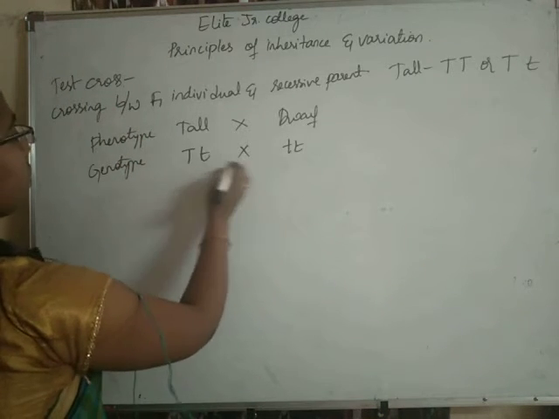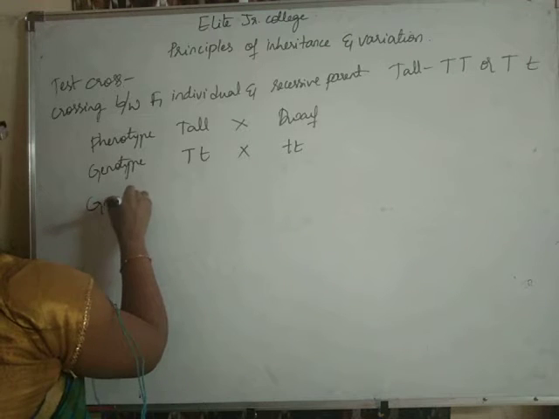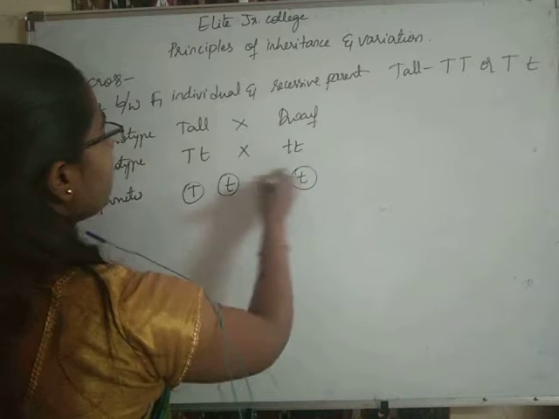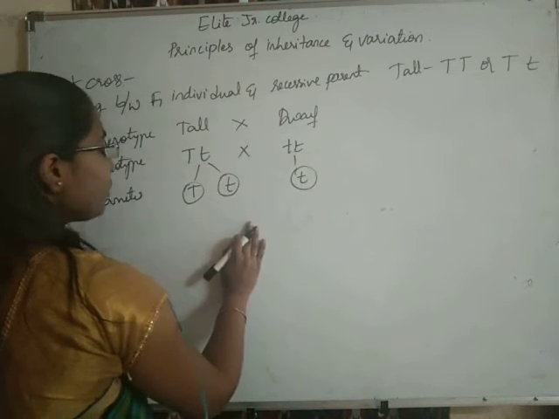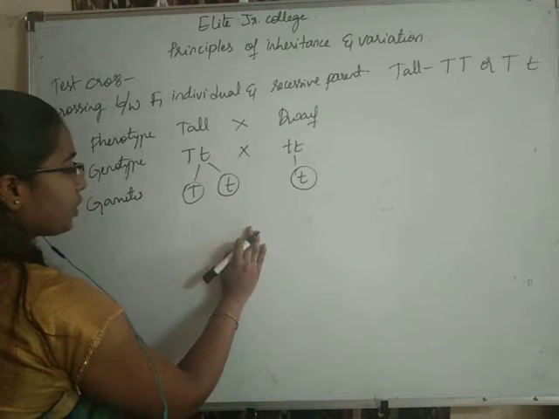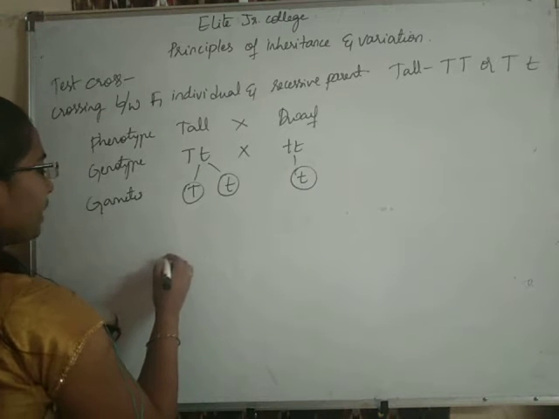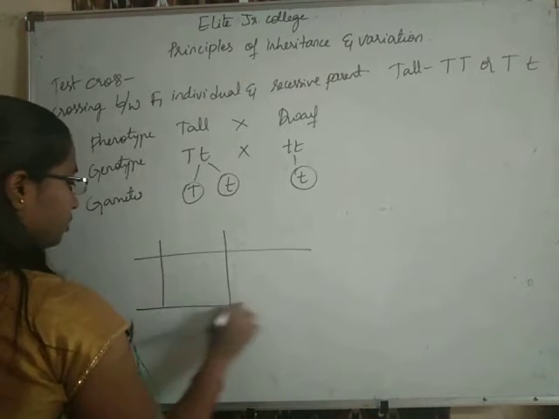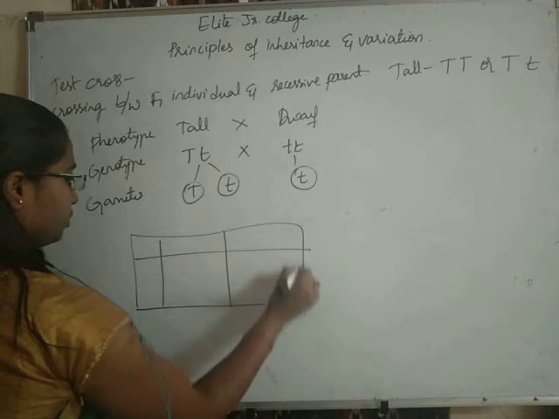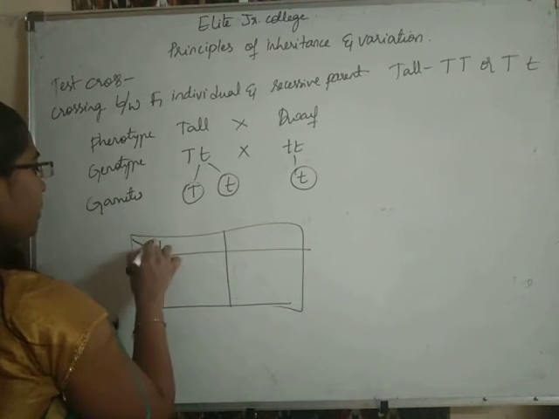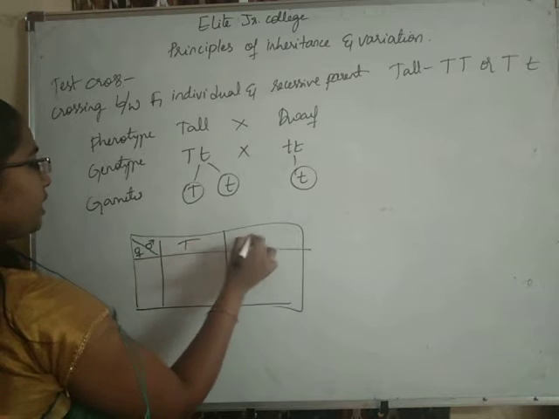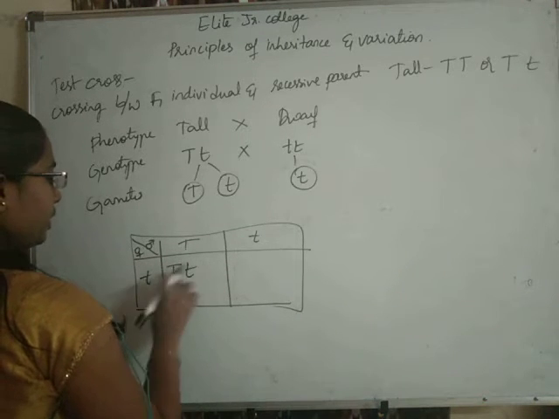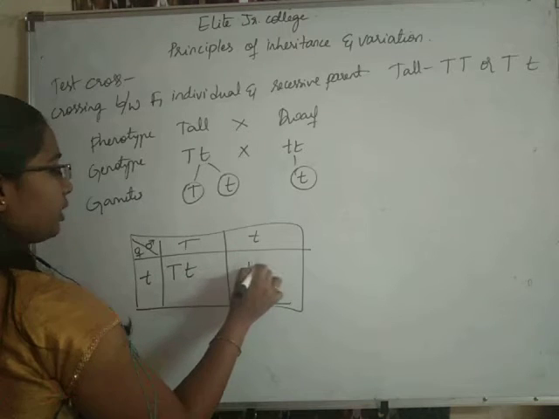So here we observe this genotype and now we get our gametes. Capital T, small t are the gametes. Now these are going to undergo fertilization. By just drawing a Punnett square, we can identify the offspring. Male or female, they can be anything: capital T small t, small t, small t.